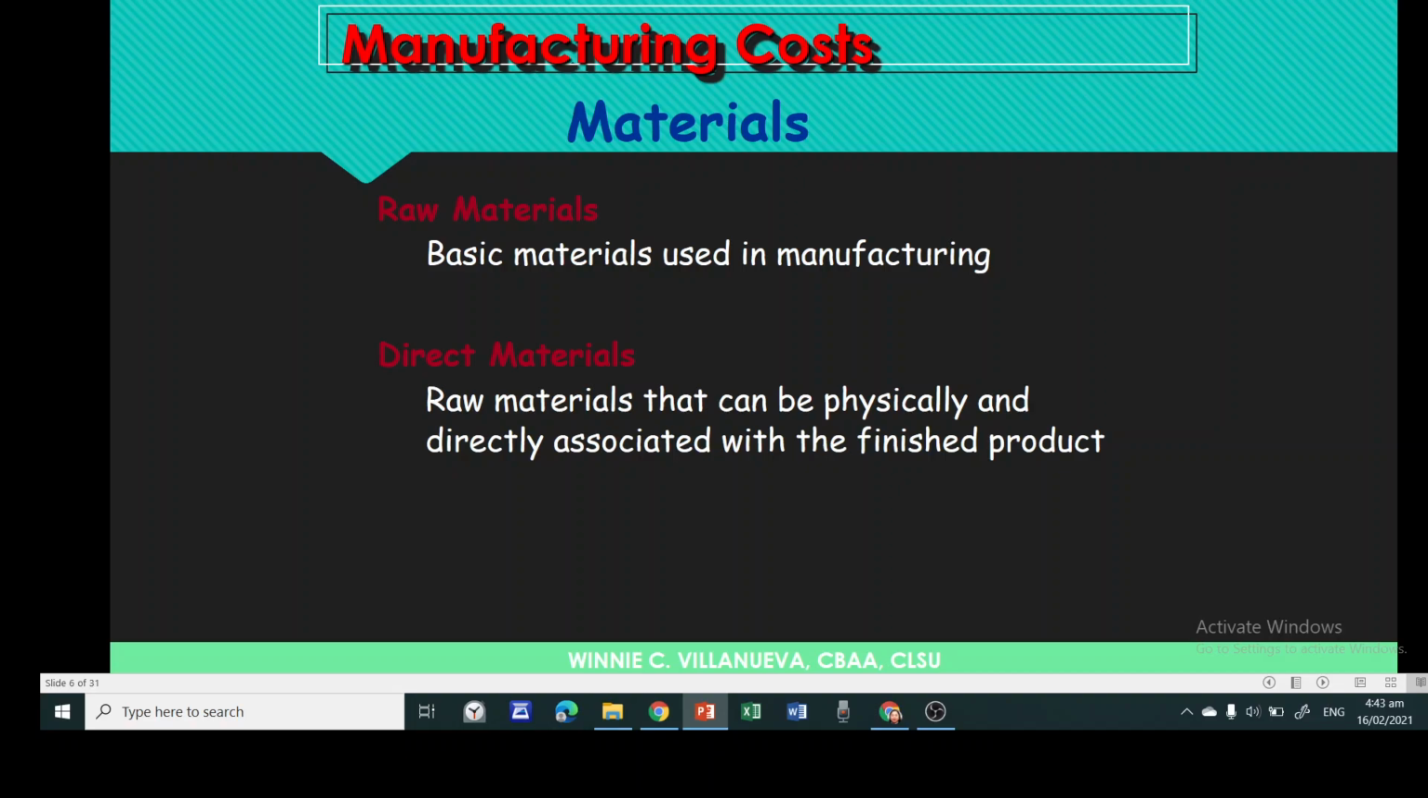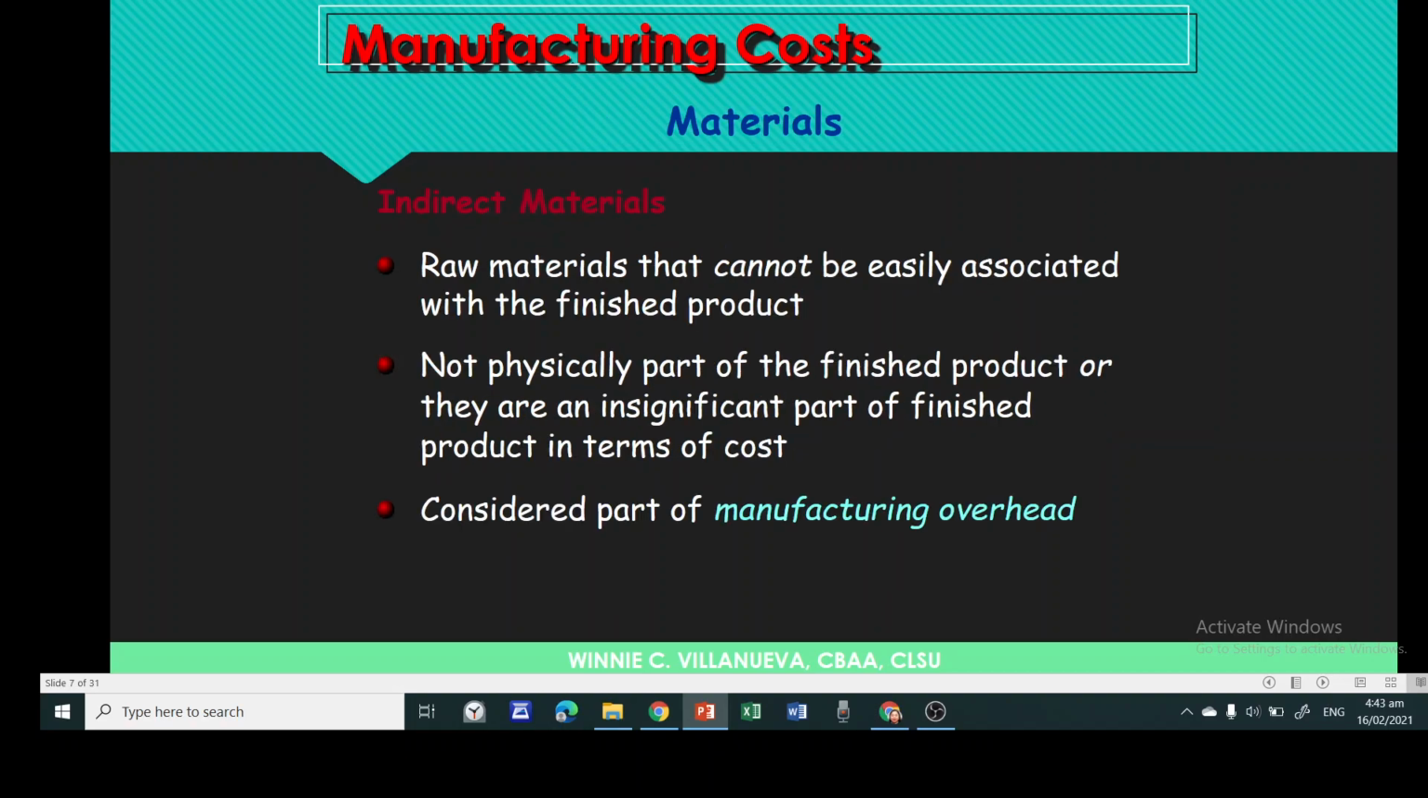Then, sabi dito, direct materials are physically and directly associated with the finished product. It is tangible and something that can be directly identified with the product that you are actually going to produce. No? Then the indirect material cannot be easily traced kasi with the product that you are producing, it is commonly used. Yung lahat sila makikinabang doon.